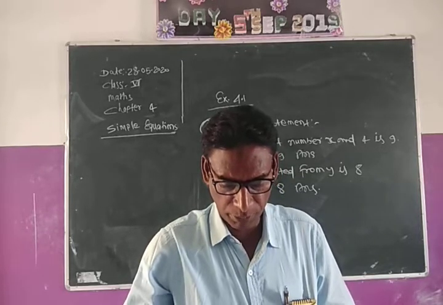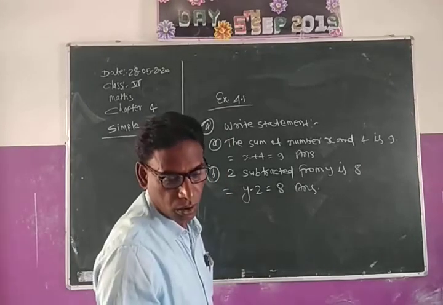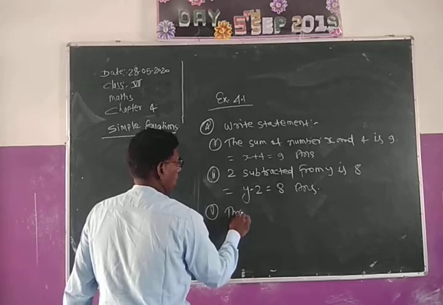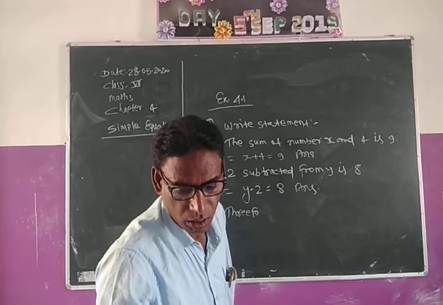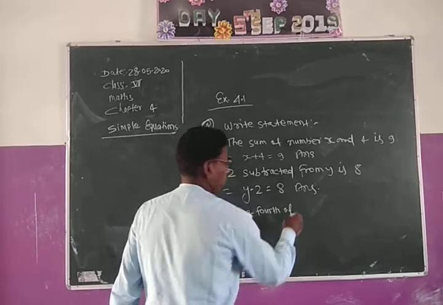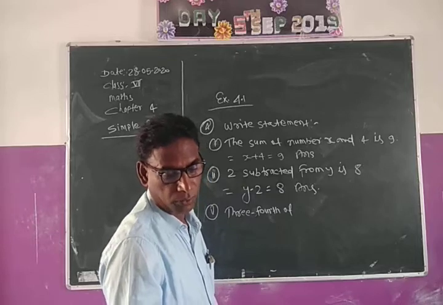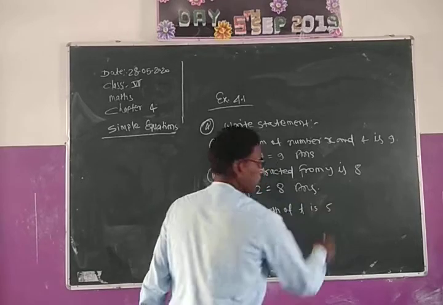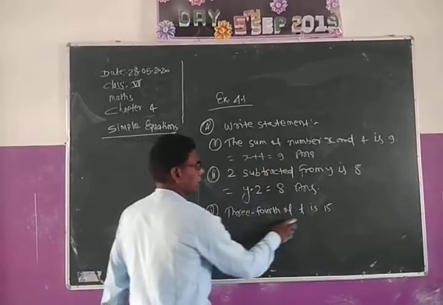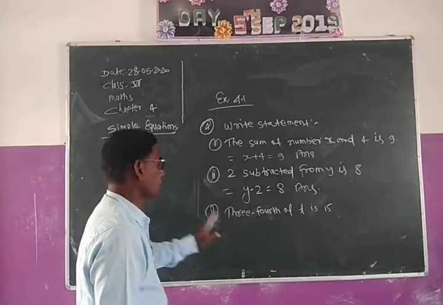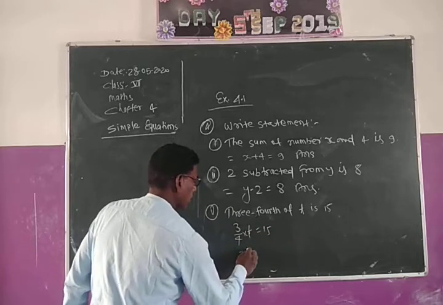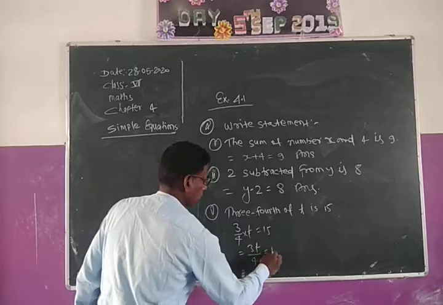Question 5. 3/4 of t is 15. Now you will write the statement as an equation. 3/4 of t means 3/4 into t is equal to 15. Means 3t by 4 is equal to 15. Answer.